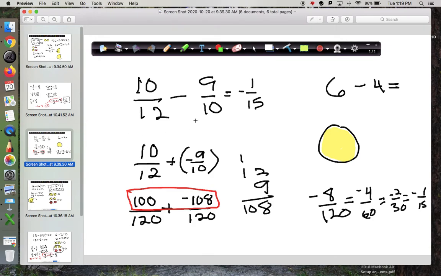Same with this one. We had 10/12 minus 9/10. The common denominator, we used 120, we could use 60, but once we had that, remember we take the negative and we put it with the numerator, so that becomes 100 plus negative 108. So when we combine those together, we get a negative 8. So negative 8 right here over 120, and then we simplified it to negative 1/15.